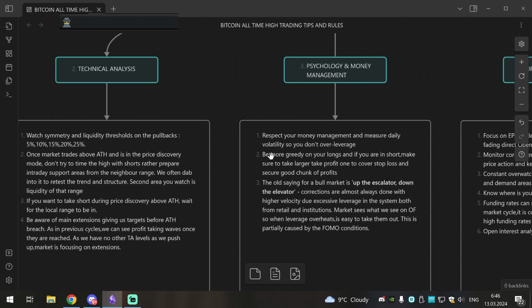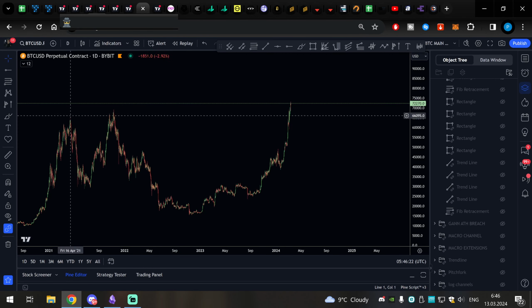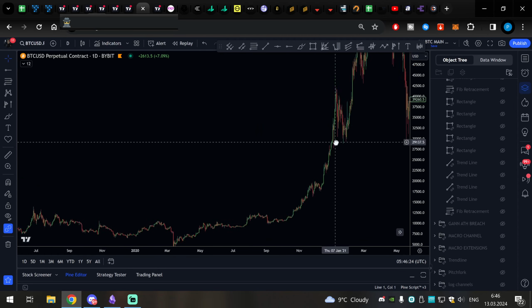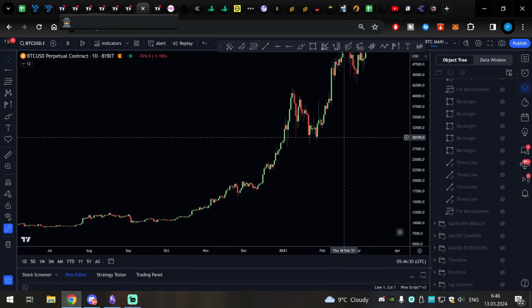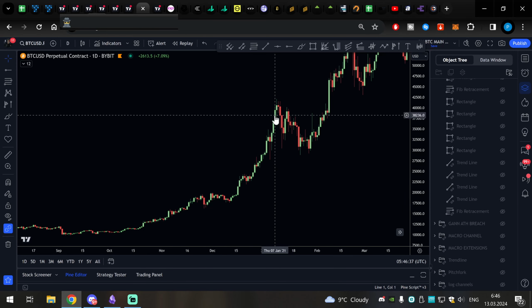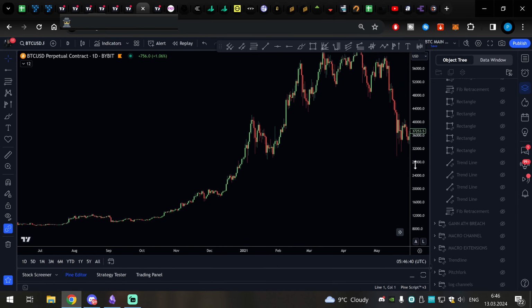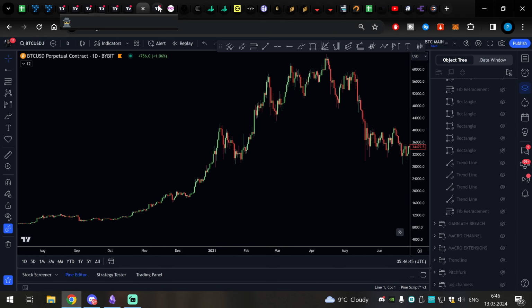Now, a very simple rule, number 2: be greedy, be more greedy on your longs. And if you are in a short, make sure to take profit 1 to cover your stop loss and secure a good chunk of profits. This is yet again based on statistics. When we go to the daily time frame and we return to the previous cycle, if you are taking counter-trade shorts, you really need to be very, very fast with your take profit 1 to cover the stop loss, and then take a big chunk of money from the market, because statistically it is very likely Bitcoin, or any asset in all-time highs, will be pushing higher, as we saw on Nvidia as well.